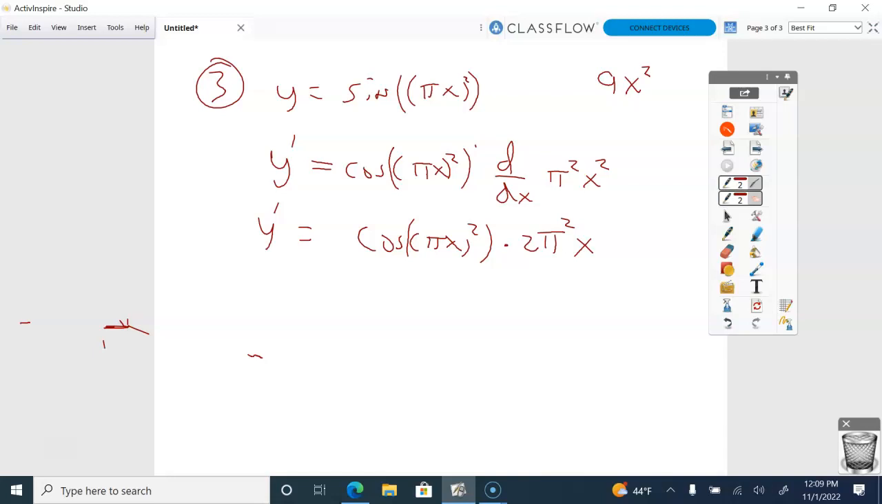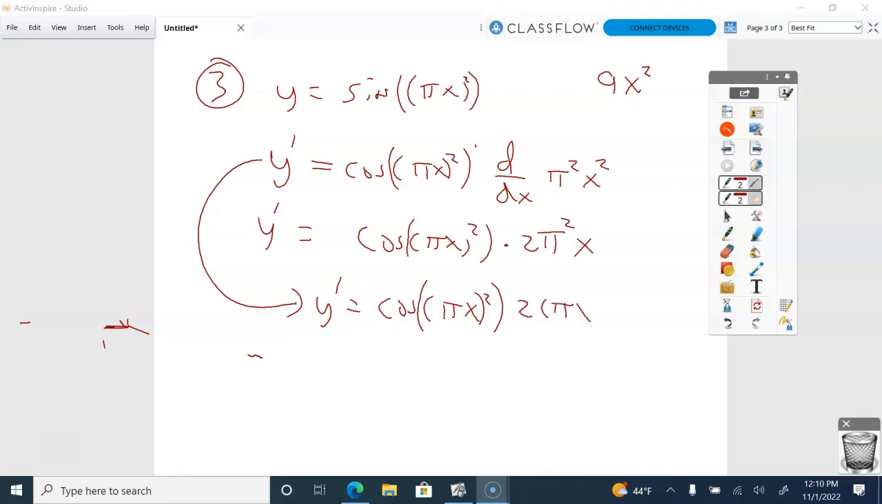Because the pi is tricky. And every year that comes up, somebody's like, I don't like that at all. I just did it right here, right? But then, instead, I'm going to go ahead and go y prime equals cosine of pi x squared times the inside, which is 2 pi x, because I'm making that now blurry, times the root of that, which is just pi. Yeah. That makes sense? And then you just clean it up.